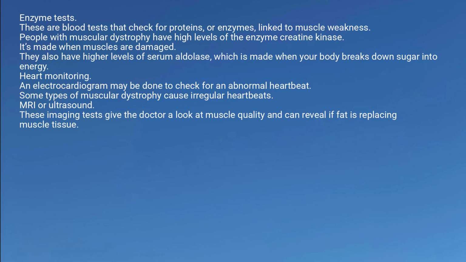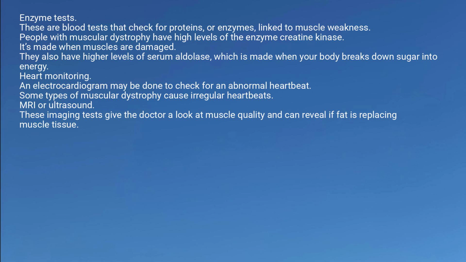Enzyme tests. These are blood tests that check for proteins or enzymes linked to muscle weakness. People with muscular dystrophy have high levels of the enzyme creatine kinase. It's made when muscles are damaged. They also have higher levels of serum aldolase, which is made when your body breaks down sugar into energy.